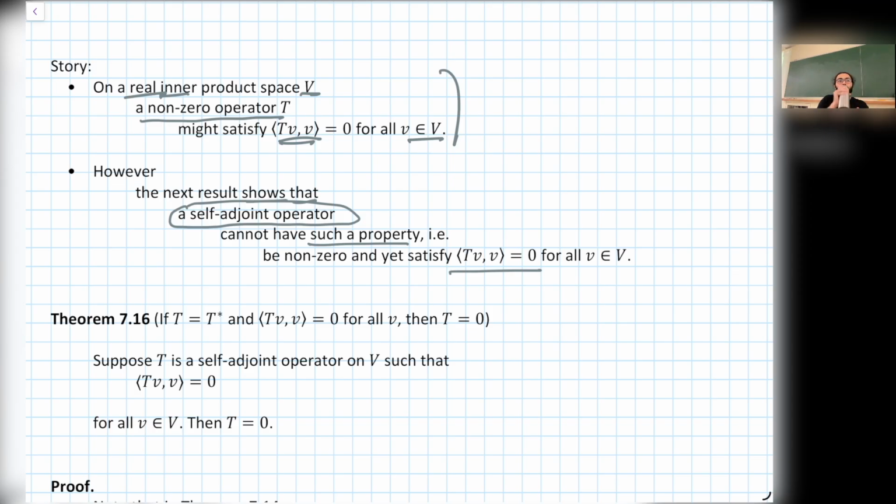So we saw right in that example earlier that if you have a real inner product space, you can have a non-zero T. So in real spaces, right? Non-zero T such that <Tv, v> is 0 for all v. Correct? We had that example. We can take any non-self-adjoint matrix, right?